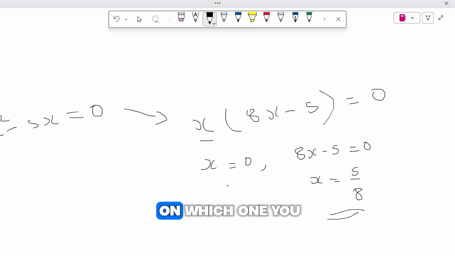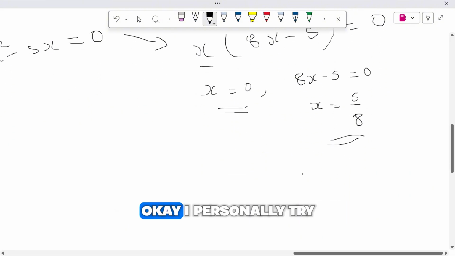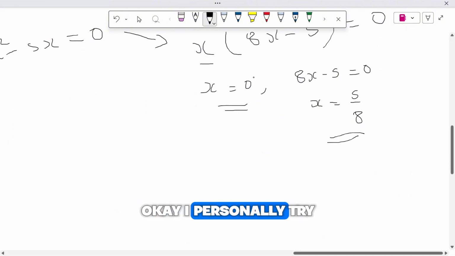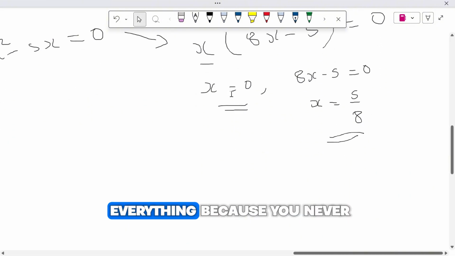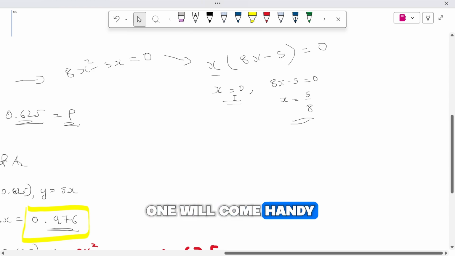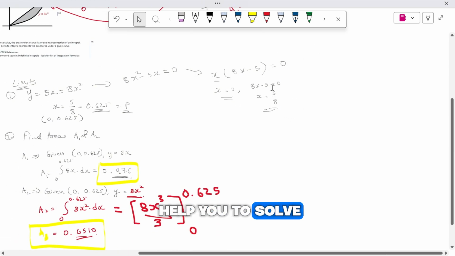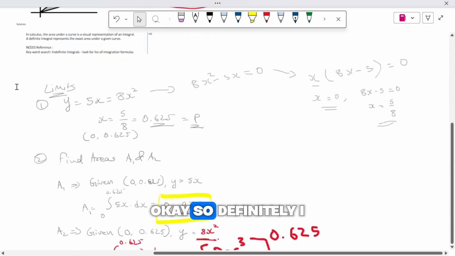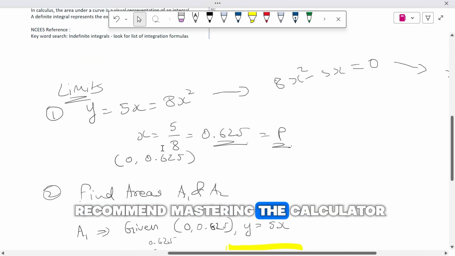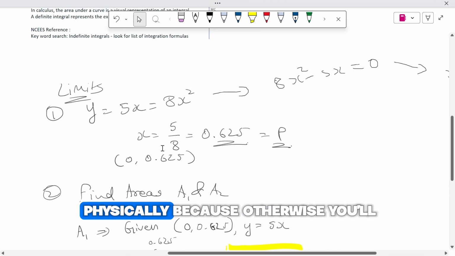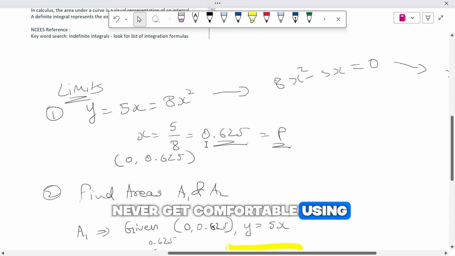Now it all depends on which one you are more comfortable doing. I personally try to be comfortable with everything, because you never know in the exam which one will come in handy and which one will help you to solve it the fastest. So I definitely recommend mastering the calculator, even if some of you can do it manually, because otherwise you will never get comfortable using the calculator.